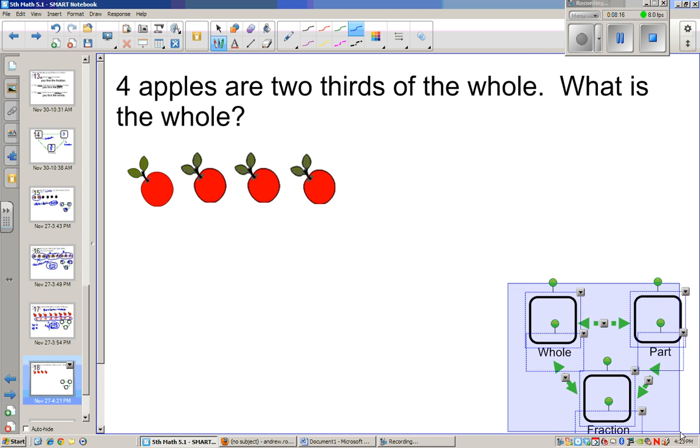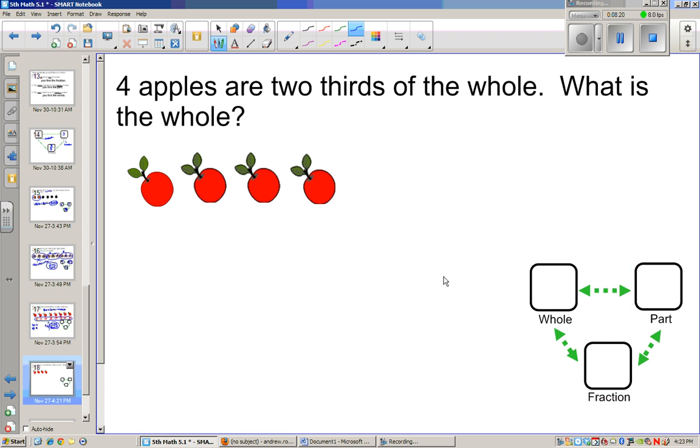So we've got our diagram here. Let me move it up so we can see it. Let's take a look at this problem. 4 apples are 2/3 of the whole. What is the whole? So let's put in what we've got. We've got the part, which is 4. We've got the fraction, which is 2/3.